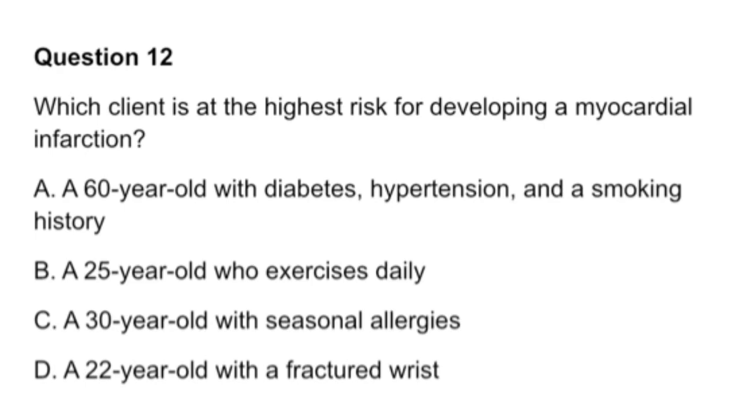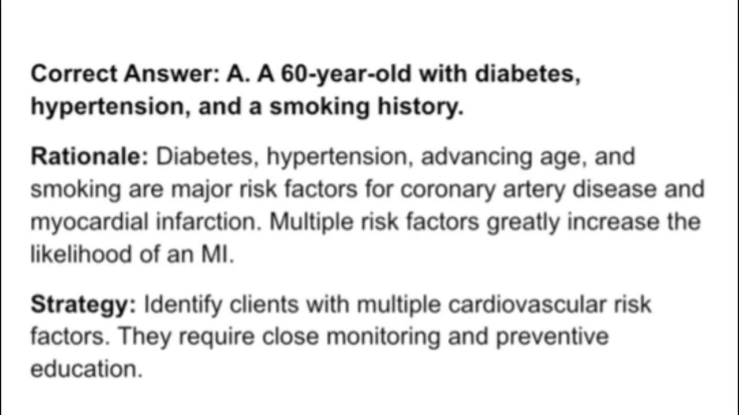Question 12. Which client is at the highest risk for developing a myocardial infarction? A. A 60-year-old with diabetes, hypertension, and a smoking history. B. A 25-year-old who exercises daily. C. A 30-year-old with seasonal allergies. D. A 22-year-old with a fractured wrist. Correct answer: A. A 60-year-old with diabetes, hypertension, and a smoking history.